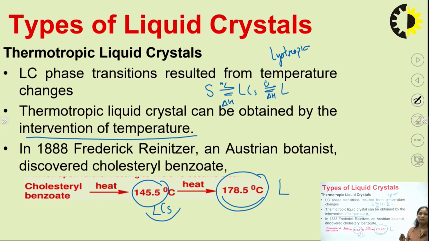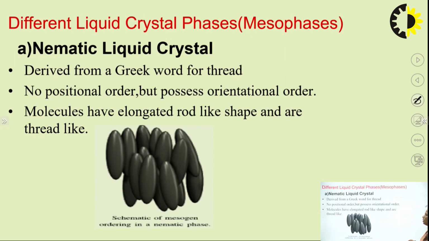Whenever the intervention of temperature results in liquid crystal, it is known as thermotropic, because you all know that thermal means heat. Now, different types of thermotropic liquid crystal. The first one is nematic liquid crystal. What does nematic mean? In Greek, nema means thread. So it is a thread-like liquid crystal.